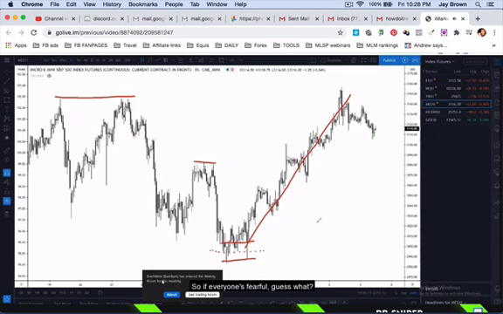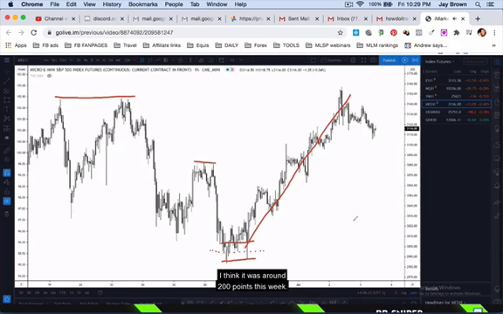So if everyone's fearful, guess what? Trade House, we're greedy. The market booms over, I think it was around 200 points this week. I don't know what the range is for the week, but it's roughly around that. Okay, let me take this off now. I keep forgetting where it's at.